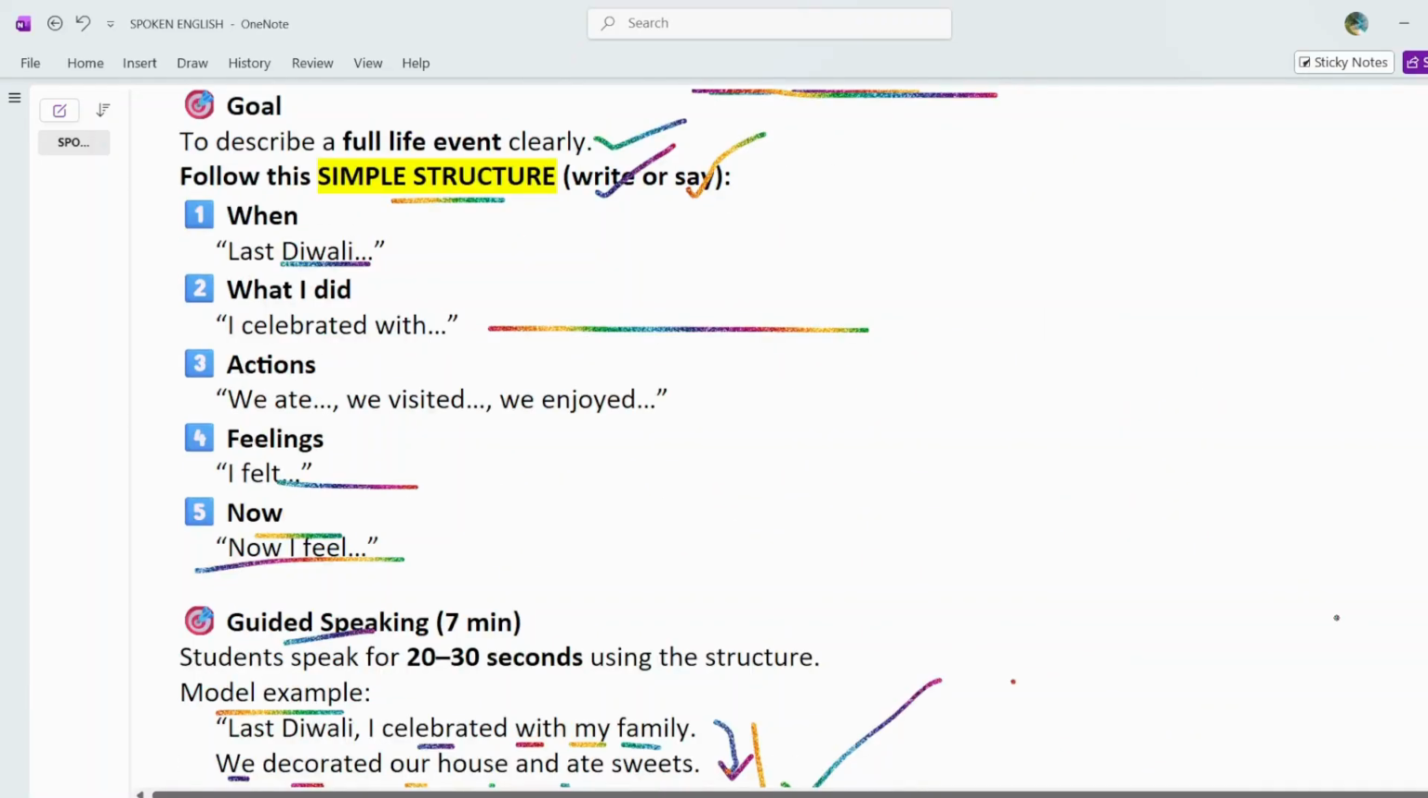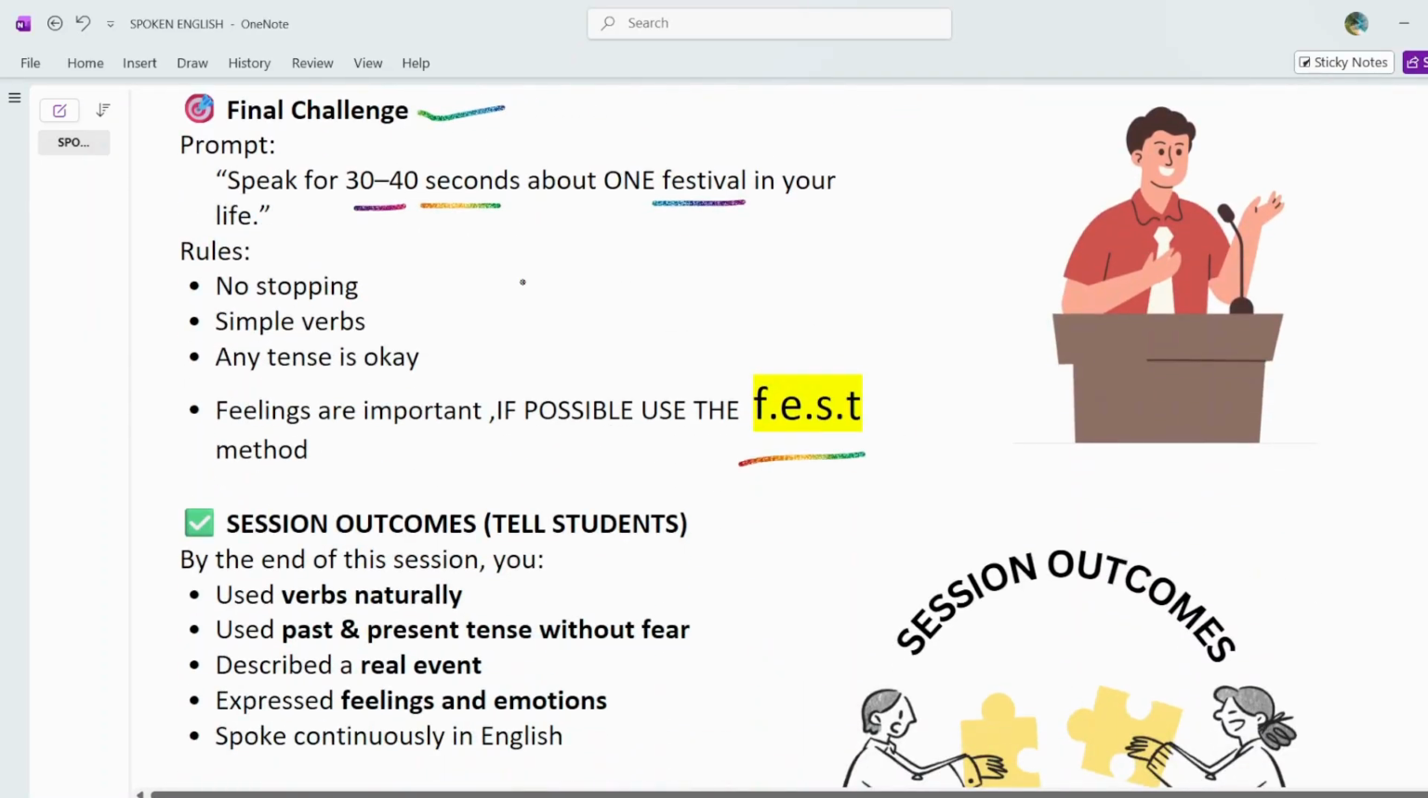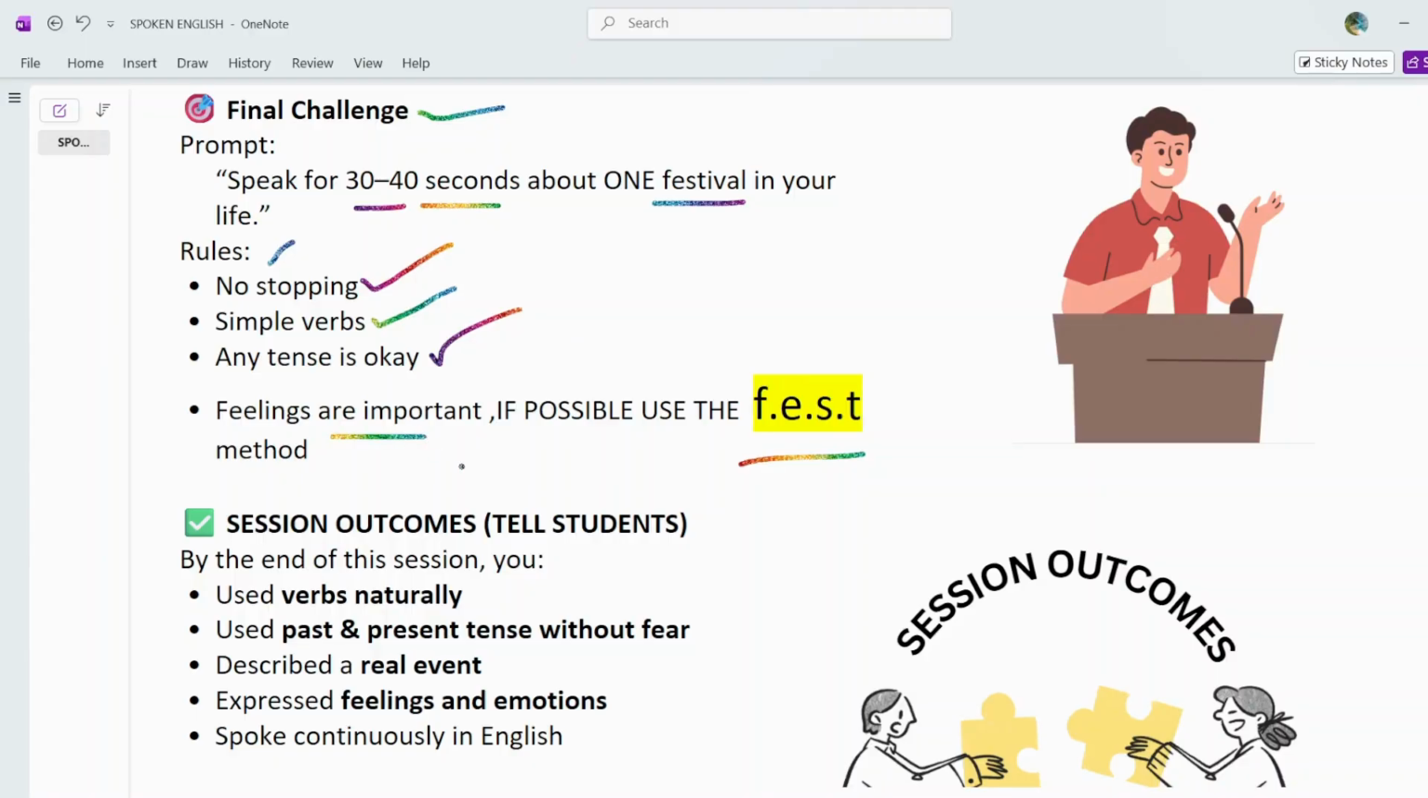Great. Now, what I want you to do is speak for 30 to 40 seconds about one festival in your life. It can be any festival, Diwali, Christmas, Eid, any festival, all right. So the rules are no stopping. Okay, use simple verbs. Any tense is okay really for now. Okay, and feelings are very important. Get those emotions into the picture, and if possible use the FEST method. If you're not comfortable with it, however, try to make sentences at the beginning. That is what is mandatory. All right. Mistakes are okay, but stopping is not.